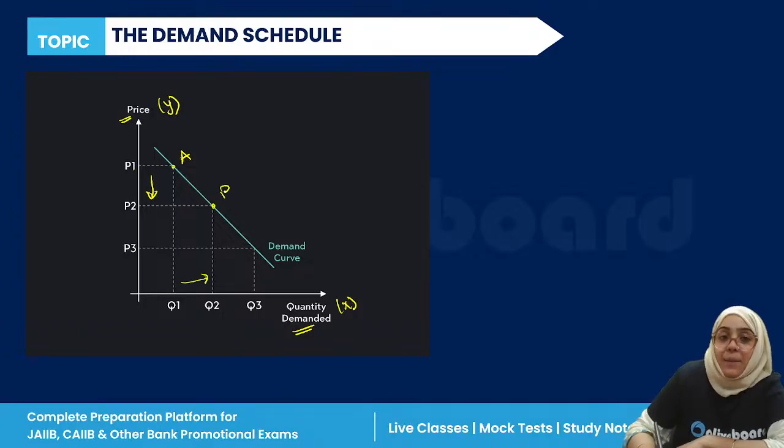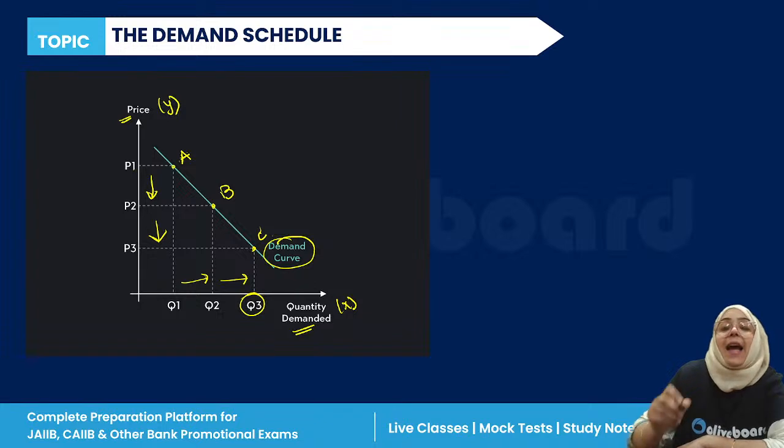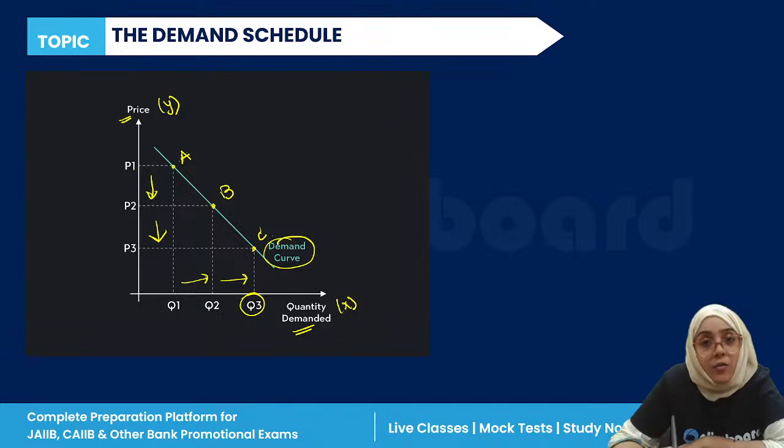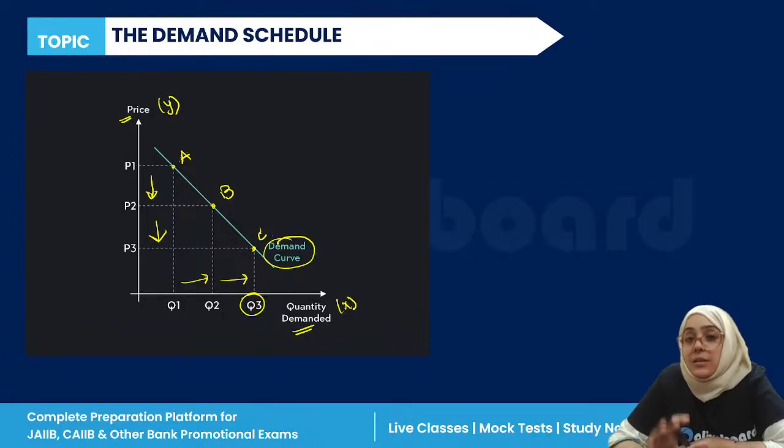Right, so this is B. As the price decreased to P3, quantity increased to Q3. This is the third point. Now we just join all the 3 points with this line. So this is called the demand curve, which is the downward sloping curve. Why is it a downward sloping curve? Because it shows the inverse relationship between price and quantity demanded.